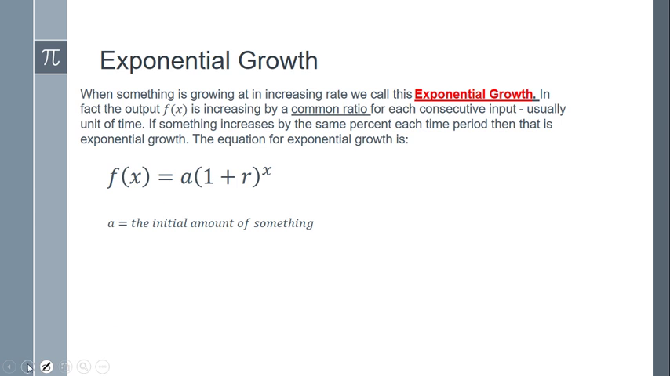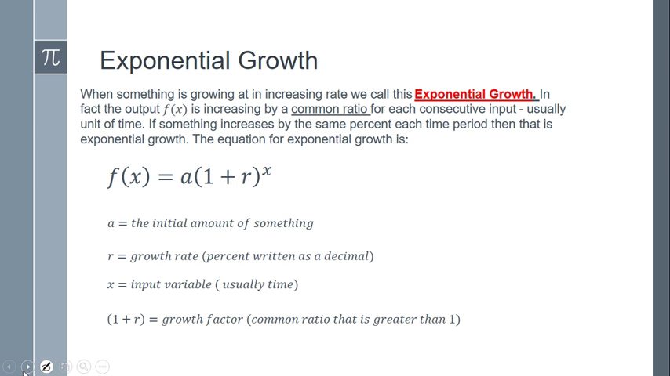And then r is what we call the growth rate, and it's always a percent written as a decimal. In this case, I have x as the input variable. In our exponential growth models, that variable is usually time. And then the entire base, the 1 plus r, we call that the growth factor. That's that common ratio that we talked about, what you're multiplying to get from one term to the next. And it's always greater than 1 when you have exponential growth.